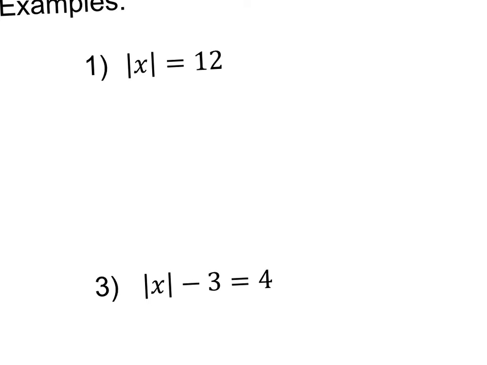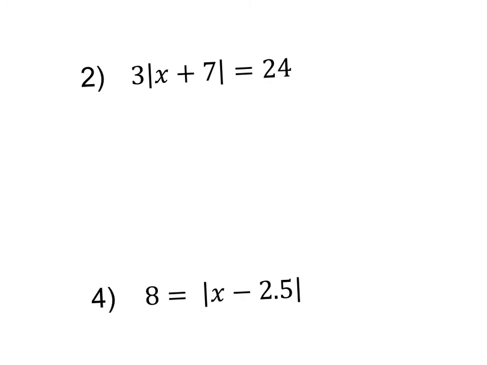Once you get the lines, or the absolute value, by itself, like in number 1, you take the stuff inside and set up two problems. Either x equals 12, so the stuff inside equals the answer, or x equals negative 12. The stuff inside the lines equals the negative answer. And that's it for that problem. We're done. If you put 12 in the absolute value, you get 12 as your answer. If you put negative 12 in for the absolute value, you still get 12 as your answer. So we're done.